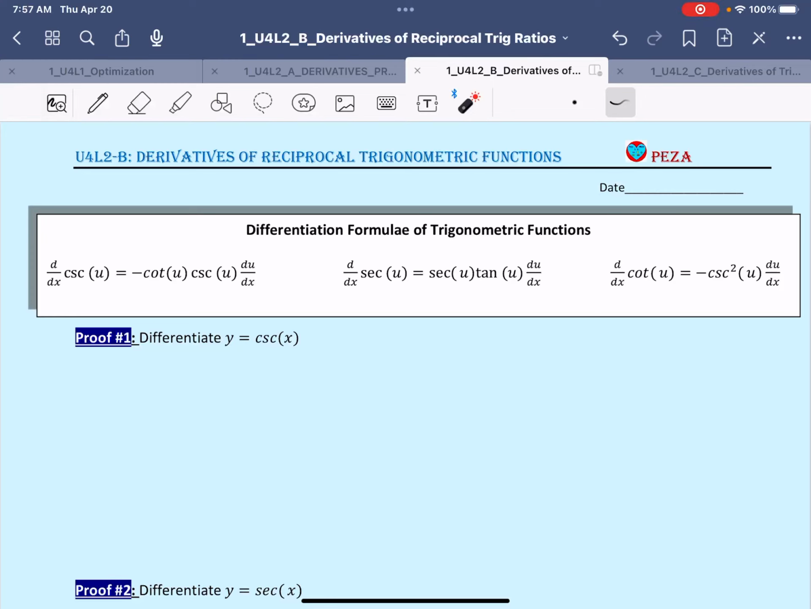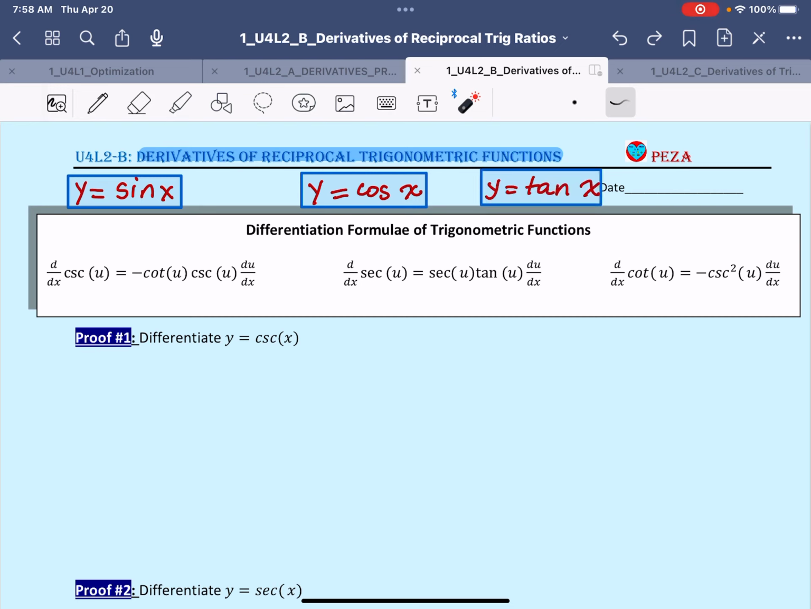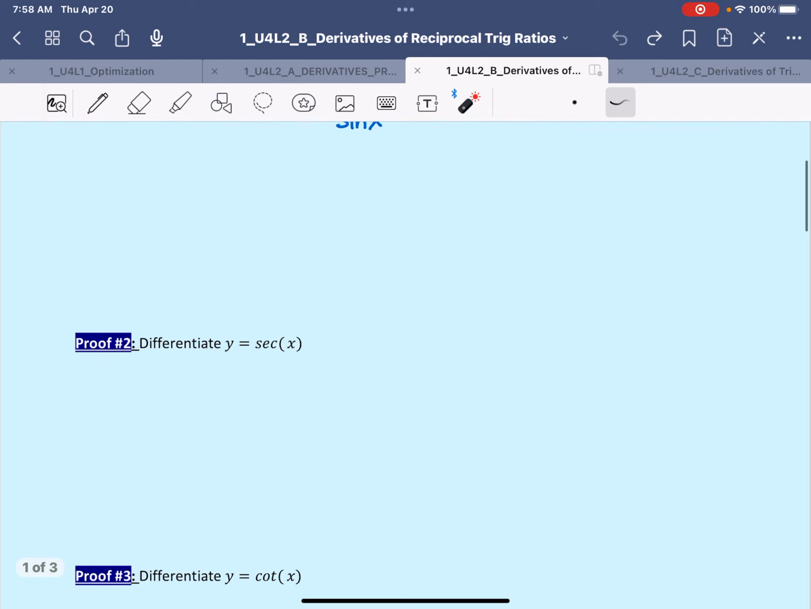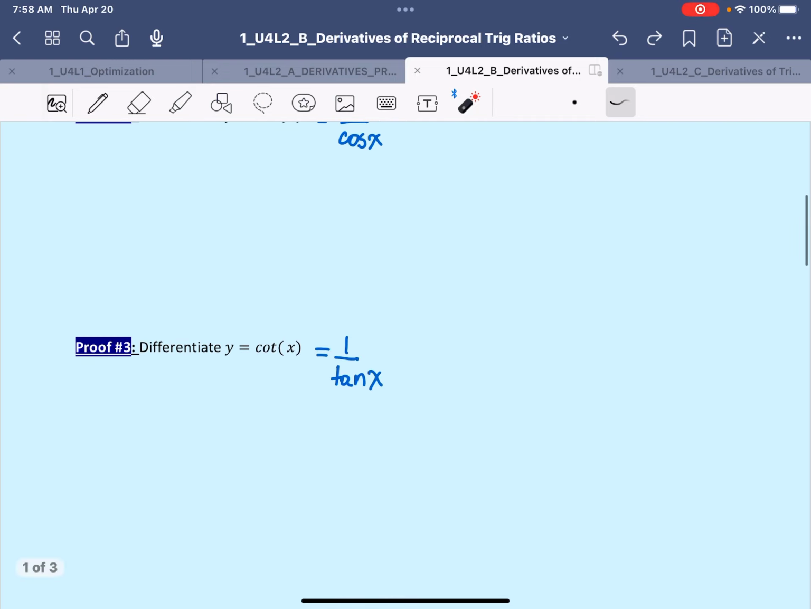In this lesson, we'll discuss the derivatives of reciprocal trigonometric functions. Recall that the primary trigonometric functions are y equals sine of x, y equals cosine x, and y equals tan x. The reciprocal of sine function is 1 divided by sine x, which we call cosecant x. The reciprocal of cosine x, or 1 over cosine, equals secant x, and the reciprocal of tan x, or 1 over tan x, is cotan x.